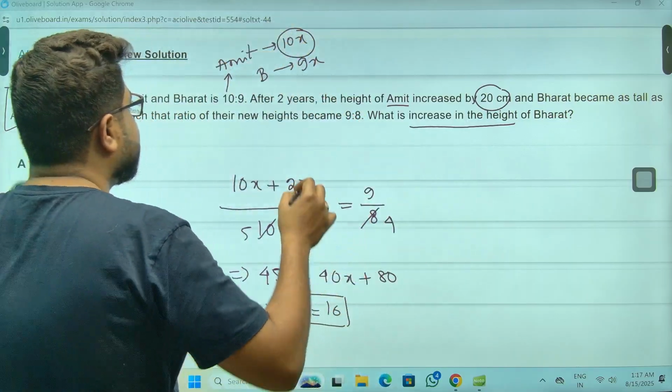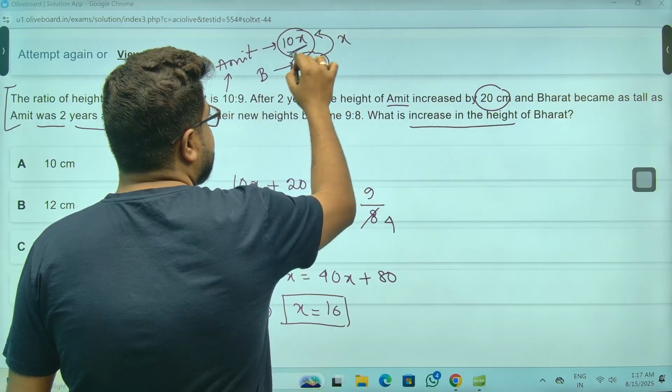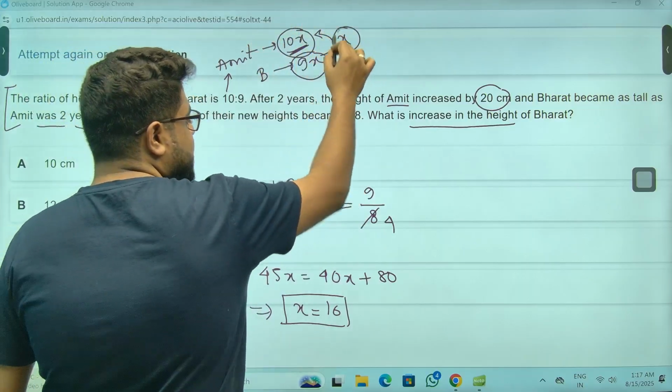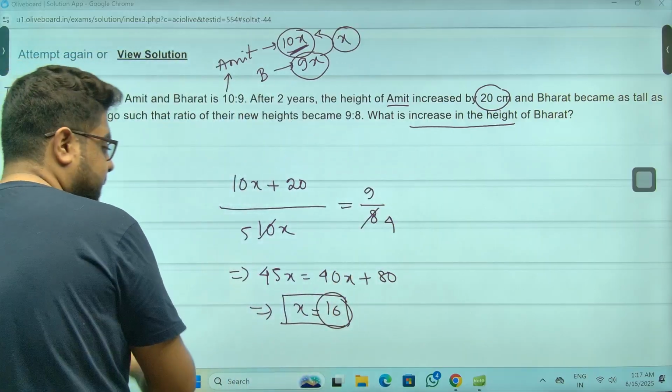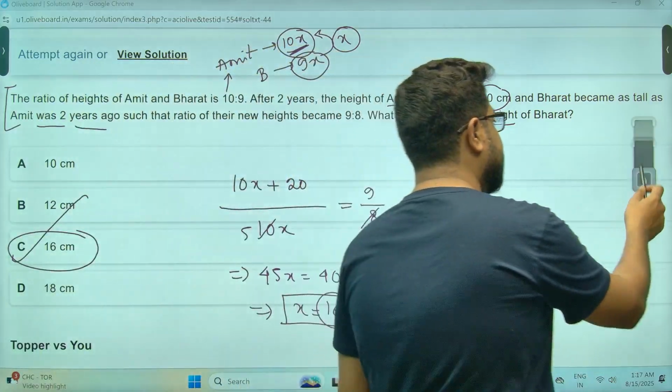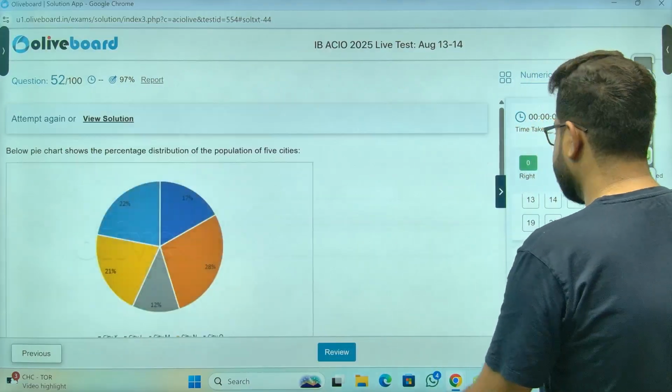They are asking, what is the increase in the height of Bharat? Sir, height of Bharat increased by x, na? Bharat's height was 9x, now it has become 10x. Increase is x. So meaning that is 16 only. So the answer option C is the correct answer. Option C, that is your correct answer, sir. Next one, sir.